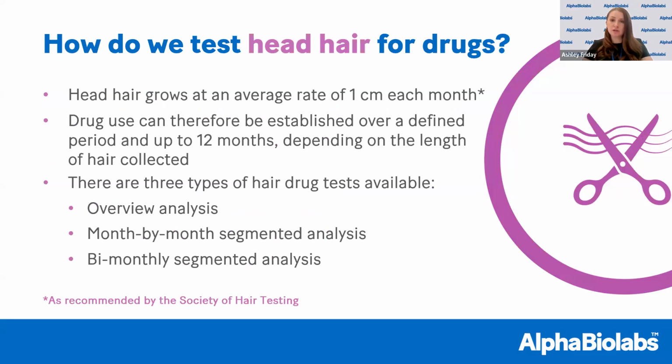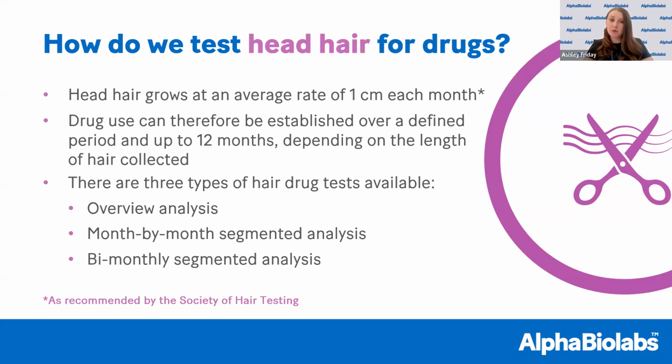the first one that we would recommend to do if you have a choice of different samples to collect would be to do a head-hair test. The reason for this is we can apply a more accurate growth rate to head hair, we can break it down a lot further. It just gives you a few more options in relation to time frame and how specific testing results can be. So as recommended by the Society of Hair Testing, head hair grows at an average rate of 1 centimetre per month.